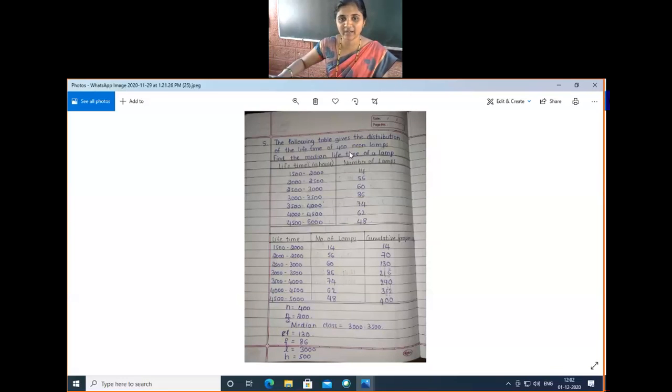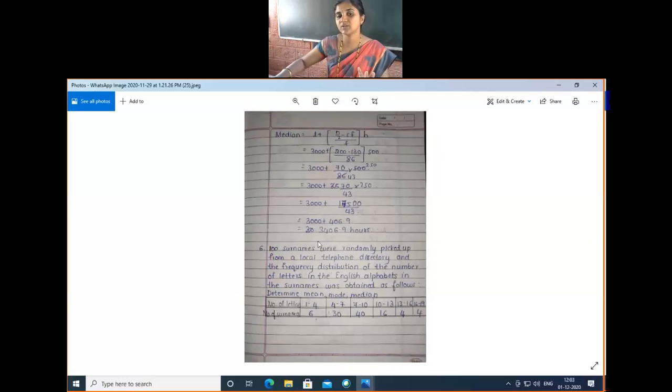The fifth question is like this. Okay, so this is very simple. You just see this one. The following table gives the distribution of the lifetime of 400 neon lamps. Find the median of the lamp. Directly we have to find the median. For the median, you have to find the cumulative frequency. Is it clear, students? Then n by 2 is 200. 200 is here, in this range. So 3000 to 3500 is the median class.